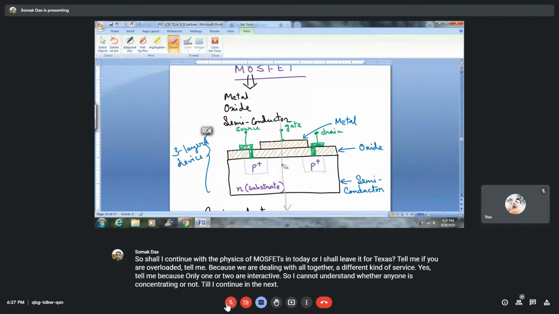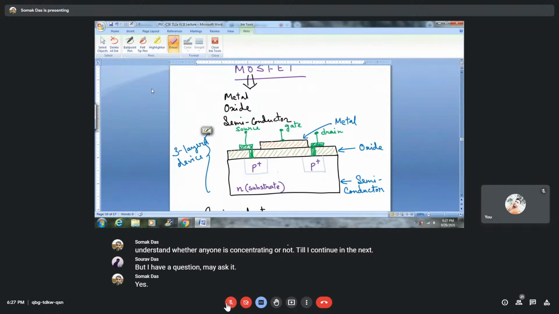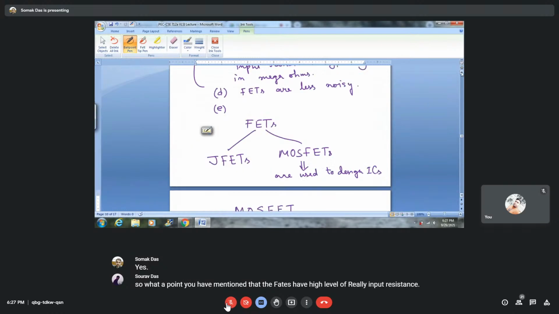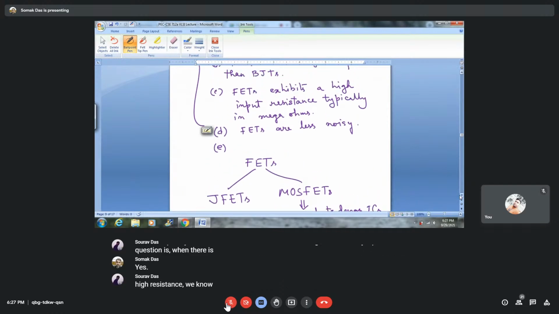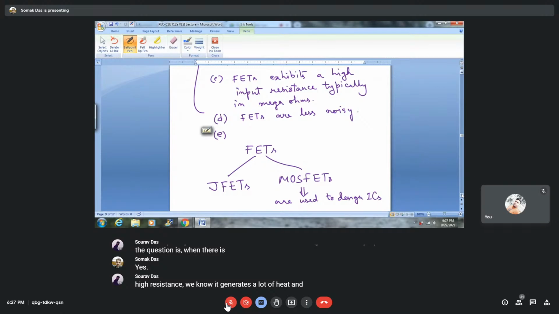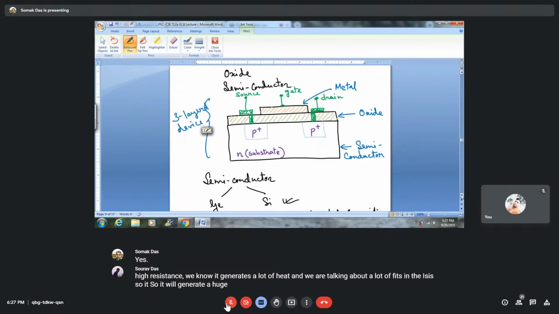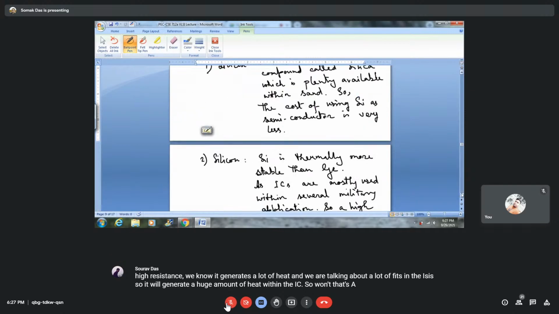Sir, I have a question. May I ask it? Yes. Sir, at one point you mentioned that FETs have a high level of input resistance. So my question is, when there is high resistance, we know it generates a lot of heat, and we are talking about a lot of FETs in the IC. So it will generate a huge amount of heat within the IC. So won't that change the silicon?